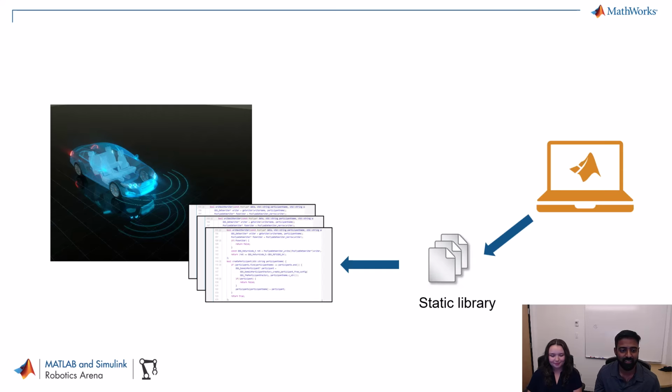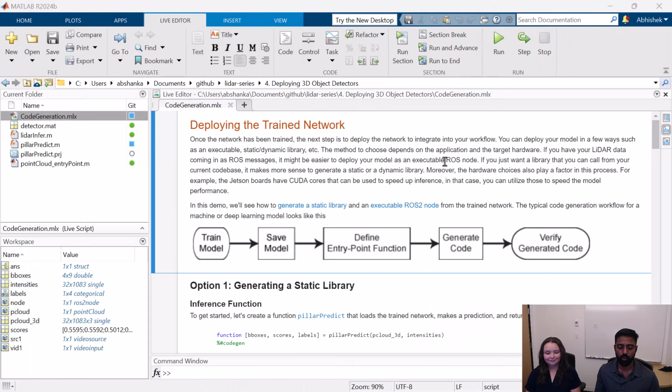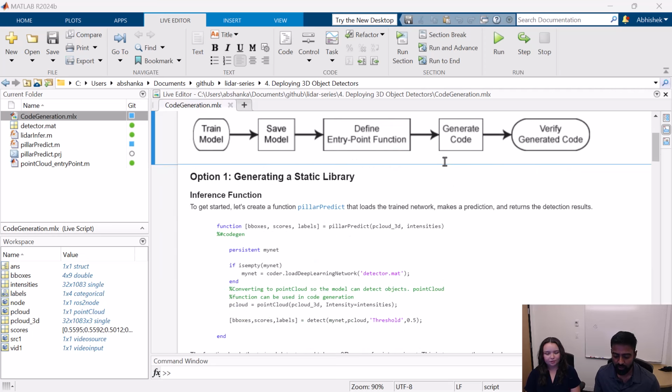Exactly. So the workflow to generate code is to first have your model trained and then saved, which we had already done in the previous video. Now we have to define the predict function and an entry point function. So what is an entry point function? Right. An entry point function is something that will call our trained deep learning model, passing in the necessary inputs so that the coder knows what kind of inputs it can expect. Got it. So it defines the entry point for Coder. Yeah.